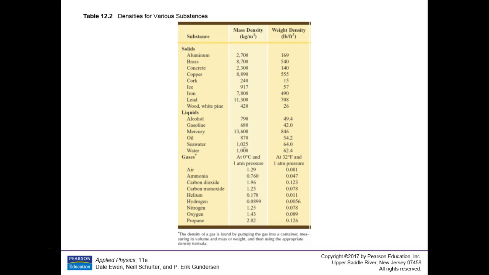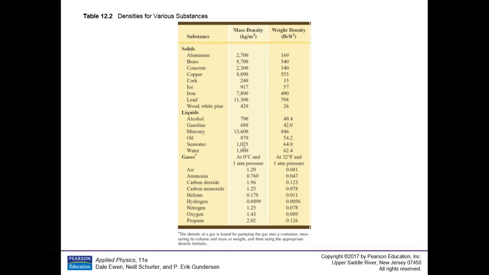Wood in general, this is white pine, which is usually a fairly light wood. It's less dense than water for sure. Not as light as cork, obviously, but less dense than water, so most wood floats. There is a type of wood called ironwood that's really, really dense, and some of that will actually sink, but most wood will float.